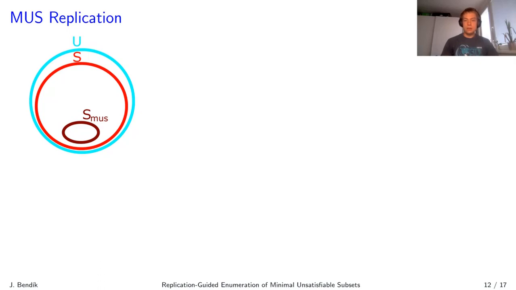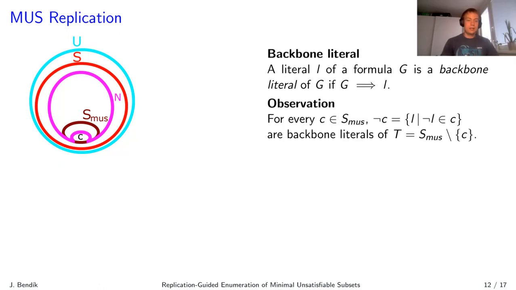Basically, the mousse replication works as follows. Assume that we found a seed S and then we shrunk it into a mousse, S mousse, like you can see on this picture. We now pick a clause C of the mousse, and then we attempt to find the seed N such that N contains the whole mousse except the clause C, and N is contained in the seed S. To find such N, we exploit the well-known concepts of backbone literals and backbone propagation. A backbone literal of a formula is a literal that is implied by the formula. The propagation of backbone literals can be used to simplify the formula and possibly to show that the formula is unsatisfiable.